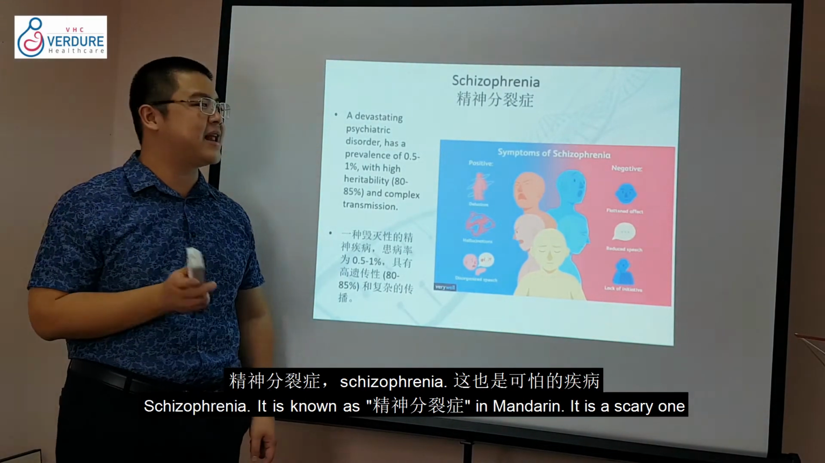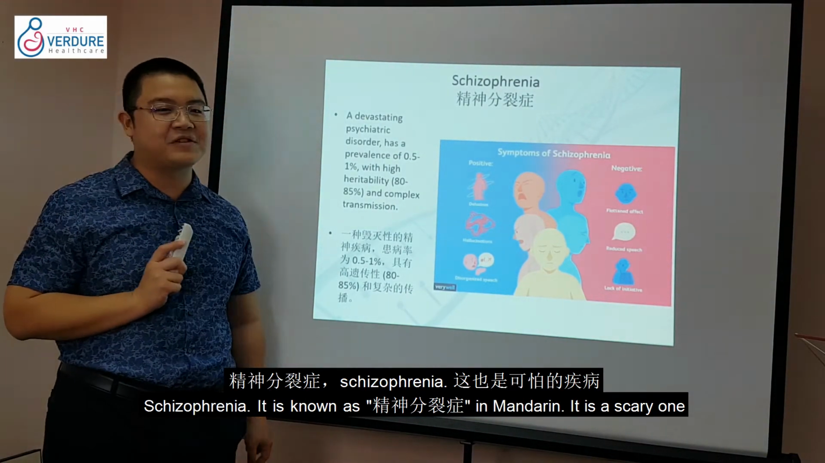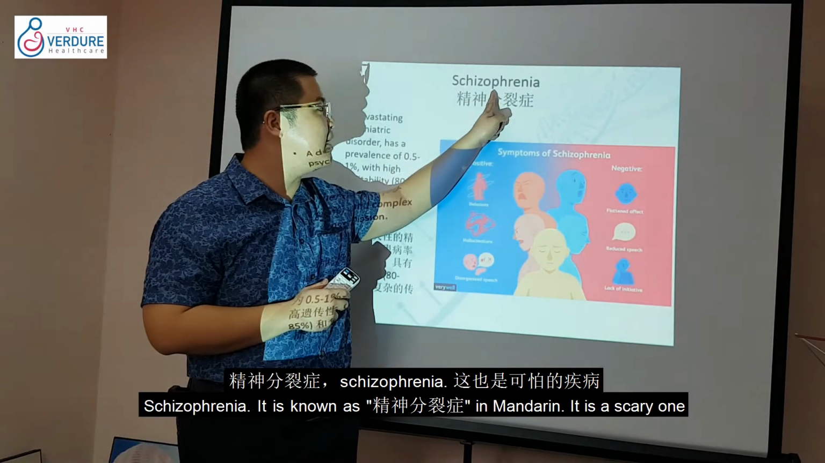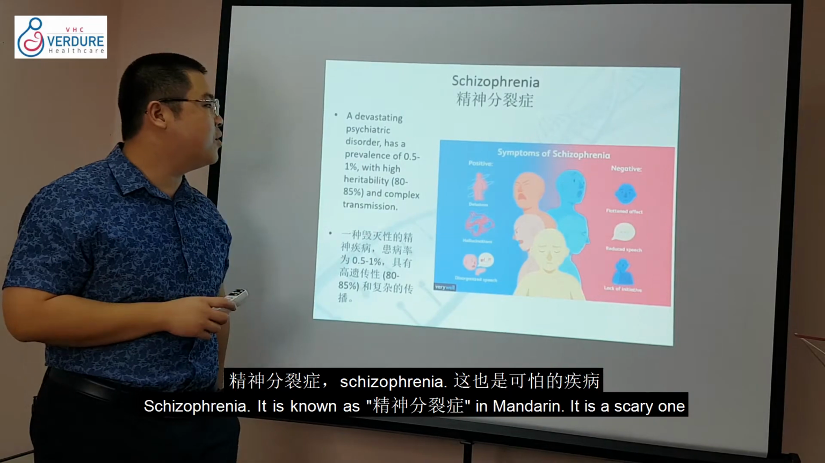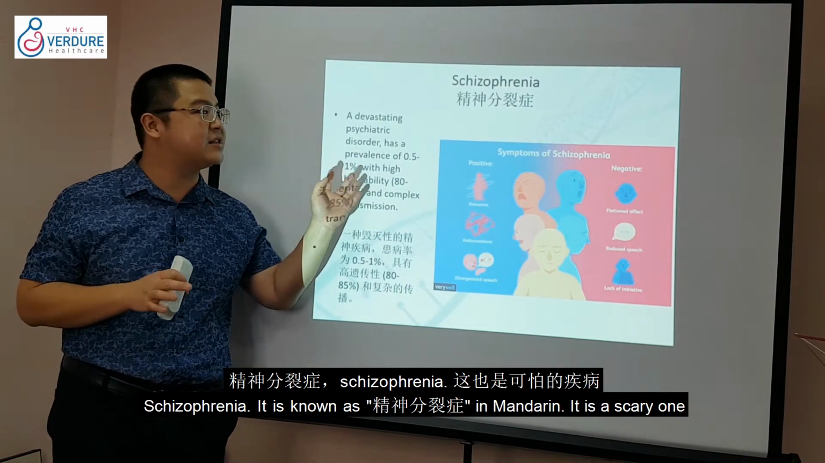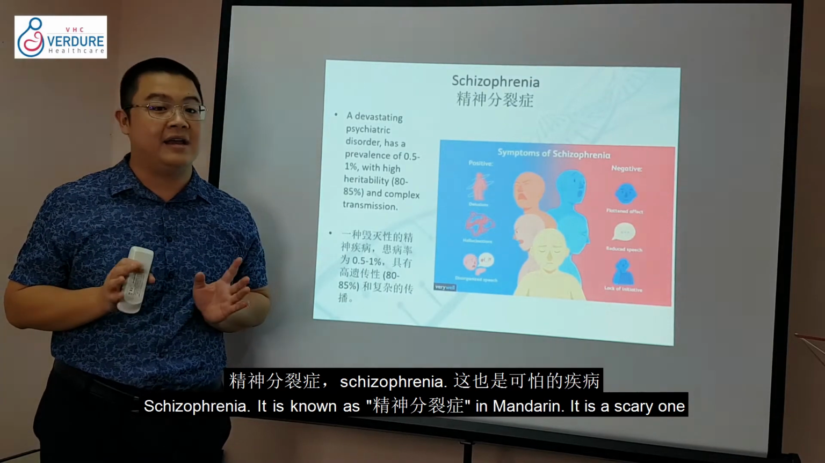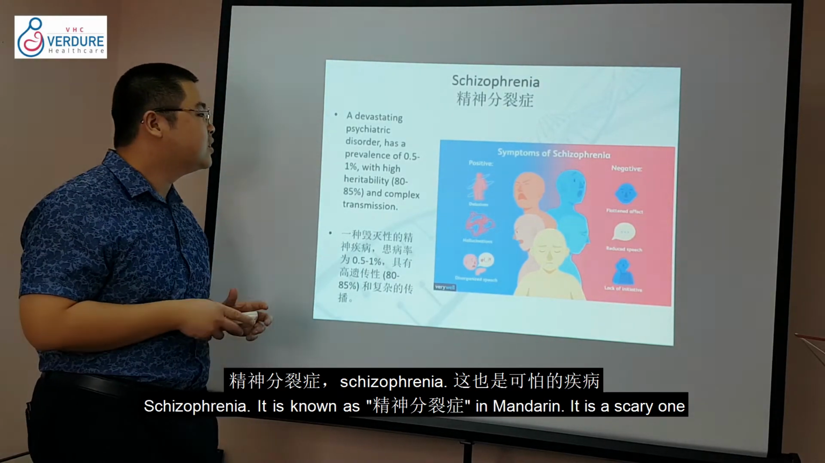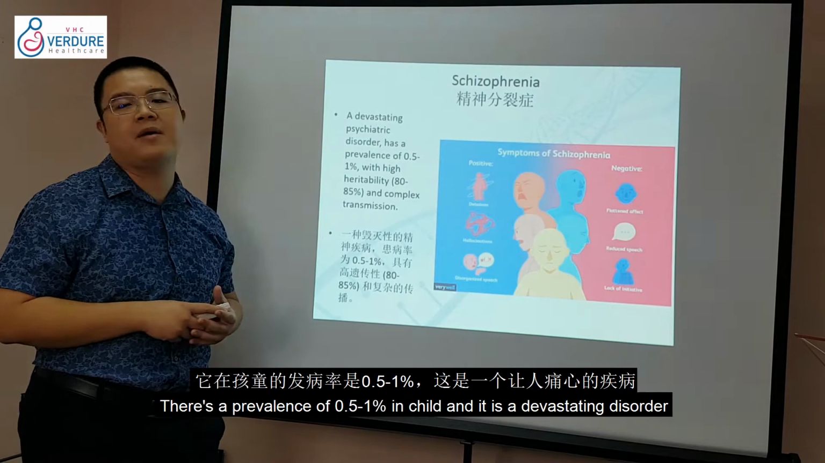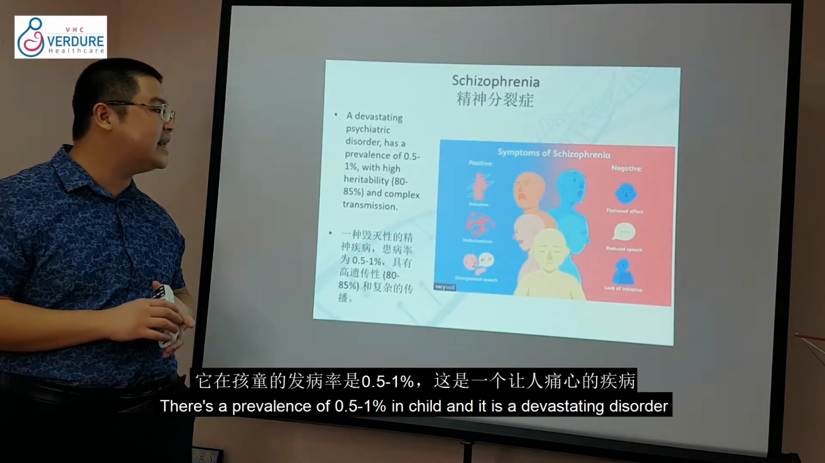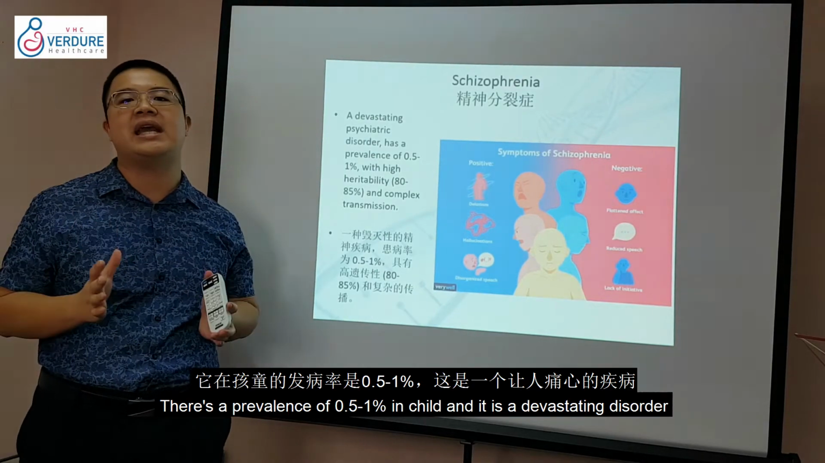Okay, now the name itself is already difficult enough to pronounce. Schizophrenia. Okay, it's not prenia, it's phrenia. So for some of you who understand Chinese, it is 精神分裂症. Okay, it is a scary word, isn't it? So yeah, there's a prevalence rate of about 0.5% to 1% in children, and it is a devastating disorder.